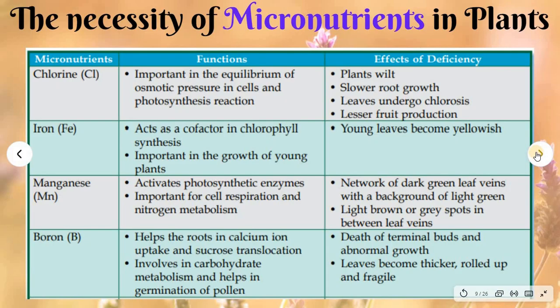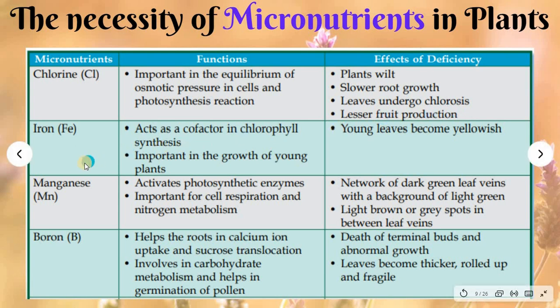Next we go to the necessity of micronutrients in plants. First, chlorine. Chlorine is important in the equilibrium of osmotic pressure in cells and in photosynthesis reactions. What are the effects of the deficiency? Plants wilt, slower root growth, leaf undergoes chlorosis, lesser fruit production. So still involved with chlorosis, the yellowing of the leaf.